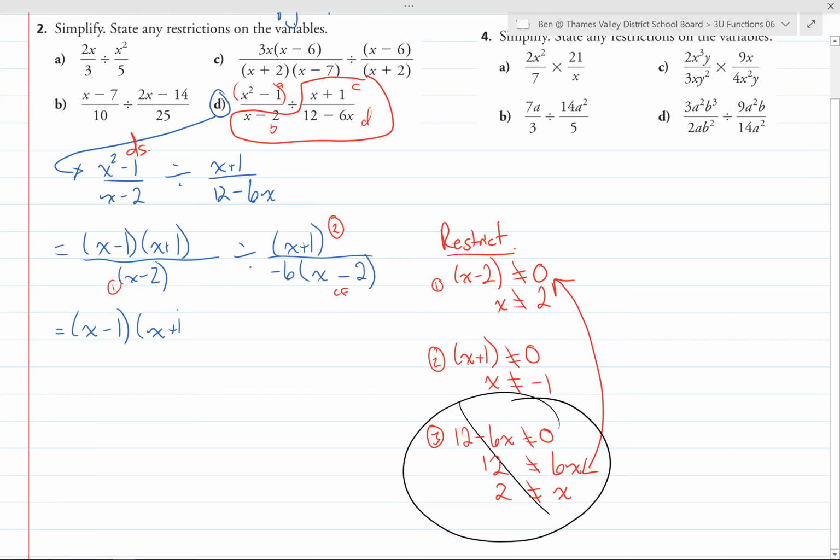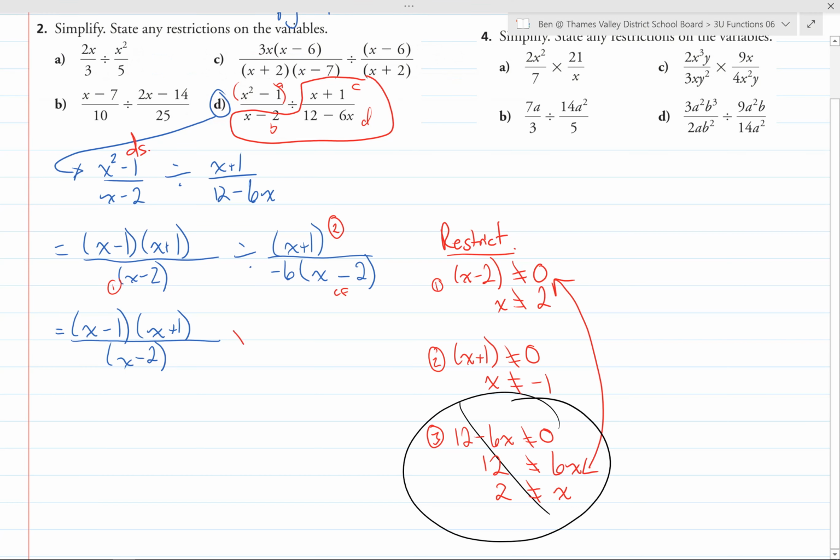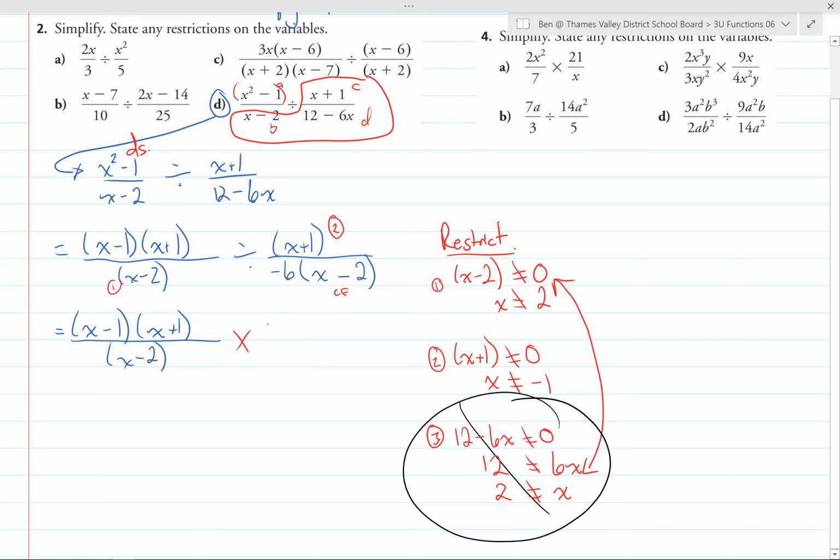So x minus 1, x plus 1, all divided by x minus 2, times, now let's change the color here so it's nice and obvious, times negative 6 by x minus 2. Again, here we're replacing it with its reciprocal, divided by x plus 1. Okay, now we're just multiplying fractions. We know how to multiply fractions. We put it all together into one fraction.